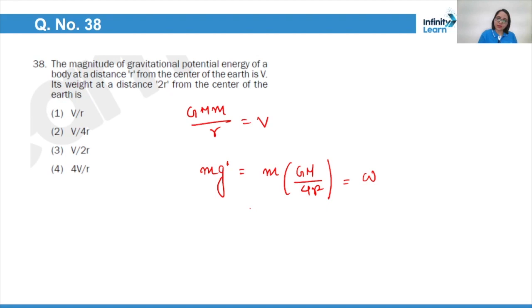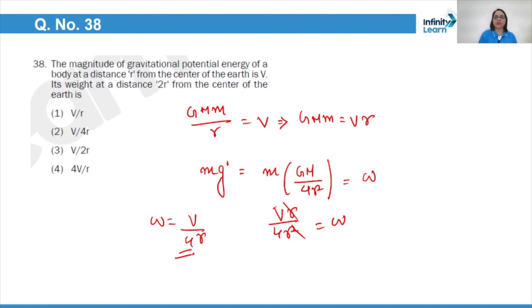Okay, so you can write this one as GMm is equal to vr. So you can write GMm as vr. So it is vr upon 4r square, which is w. So this will cancel this. So we have w is equal to v upon 4r, and that is option 2.